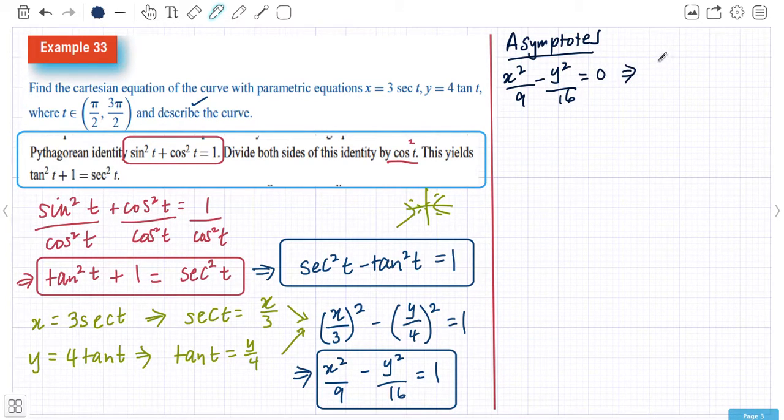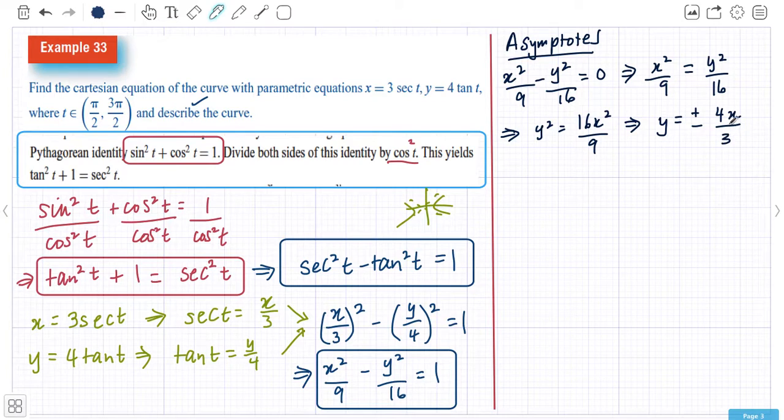What that's going to do is then get these things to cancel out, and that's impossible on the graph of the hyperbola. So I'm going to then solve. I'm just squashing it all together so we've got a bit more room. 16x squared on 9. Take the square root of each side, gives you y equals plus or minus the square root of 16 is 4, square root of x squared is x, square root of 9 is 3. So your asymptotes are here, plus or minus 4x on 3.